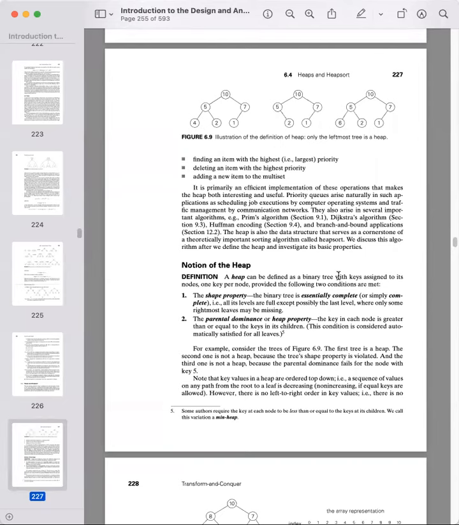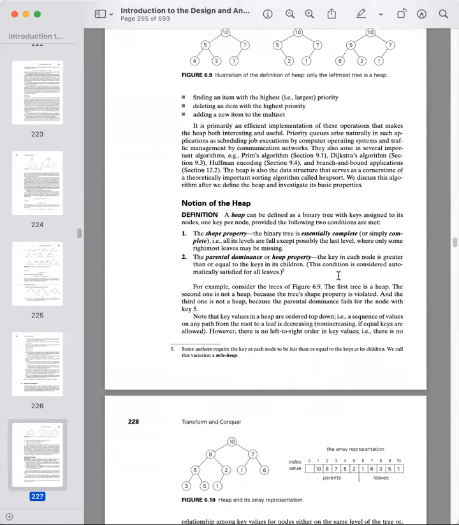The 2 properties of a heap are kind of like when you do a partition, in that it's not quite sorted, but it kind of is. The shape property means that the binary tree is essentially complete, which means that all the levels are full except the bottom level, where only the rightmost leaves can be missing. If it doesn't have that shape, it's not a heap. And the more important one here is the parental dominance, or the heap property: the key in each node is greater than or equal to the keys of all its children.